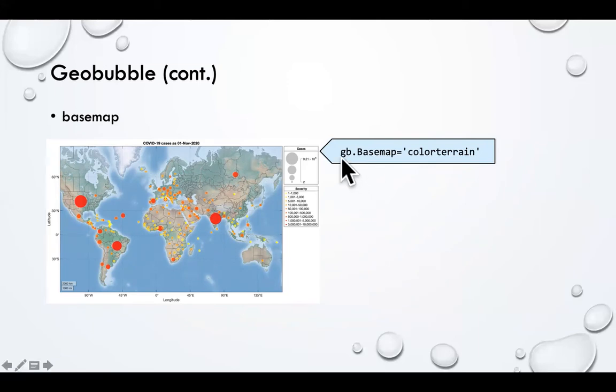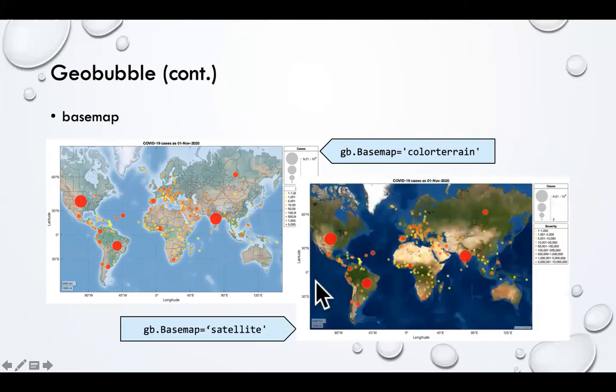So what you need to do is just use geobubble on your figure and plot the base map. Like this one, I want the color terrain. So you just need to specify color terrain. With just this one line, it will automatically download the data from the GIS system and give you this.